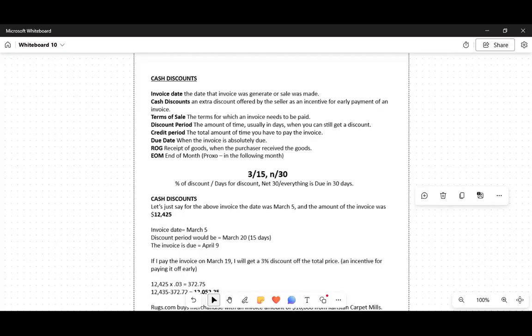So the first one is the percentage of discount that you could get. The second one is the days you have available for the discount. And then the third one is when everything is due in 30 days. So if you pay it all in 15, you're going to get a 3% discount. And so this is what we need to be aware of when it comes to those cash discounts. And so some of the terminology is listed there.